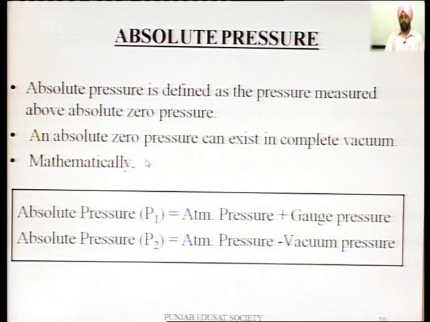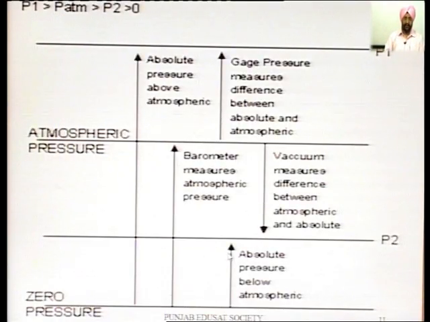So, mathematically we can interrelate all these four pressures: the absolute, atmospheric, gauge and vacuum pressure. What is the relation between these four? The first one is absolute pressure P1, which is atmospheric pressure plus gauge pressure. Absolute pressure is equal to atmospheric pressure plus gauge pressure. The second one, absolute pressure P2, is equal to atmospheric pressure minus vacuum pressure. It will be more clear from this particular diagram.